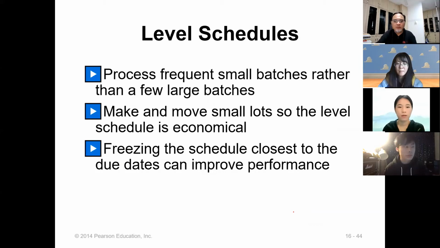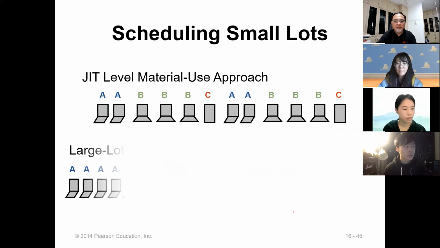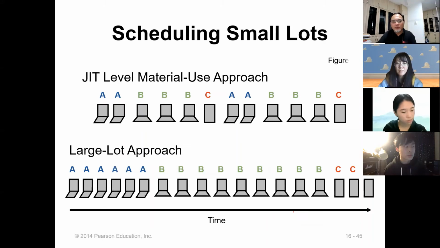Okay, freezing the schedule close to the due dates can improve performance. And this is the concept. Just a concept. Okay, this is the JIT material use approach. Large lot. This is large lot. This is too much inventory. Too much to actually flow. If you need 2, you just flow 2. If you need 3, you flow 3. So that is the concept. Not we produce 100 and then you keep inventory. Not that. So you must think about small lot scheduling. Okay, it's just a concept. It's a diagram of concept.